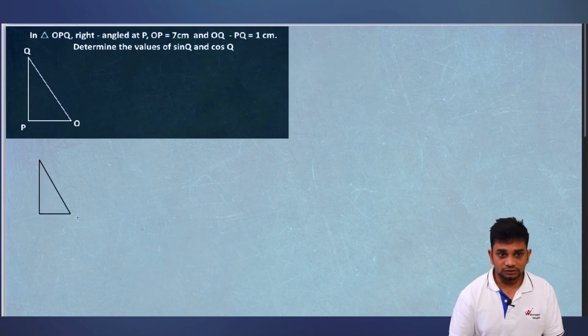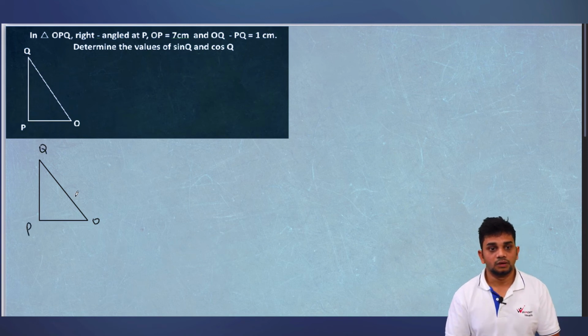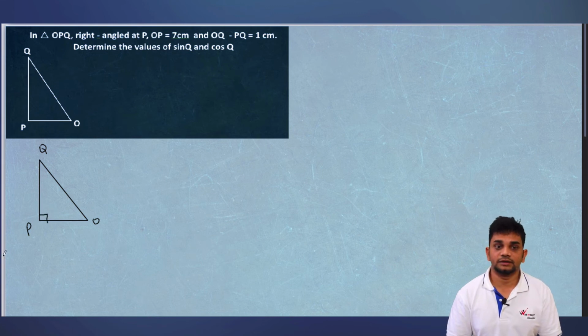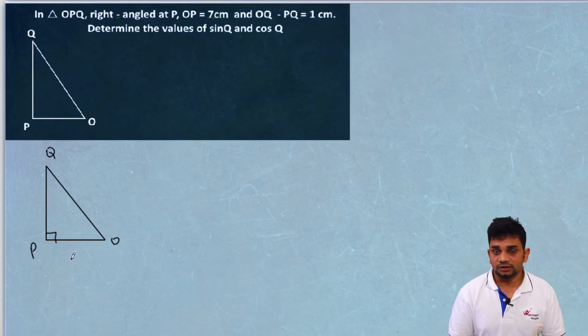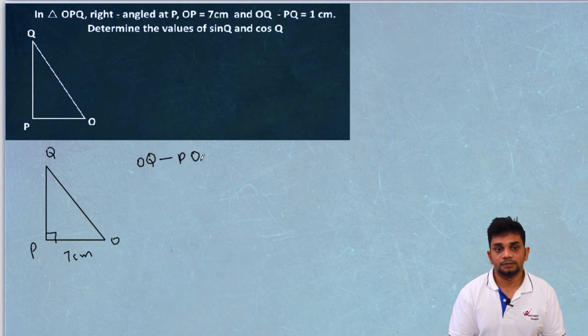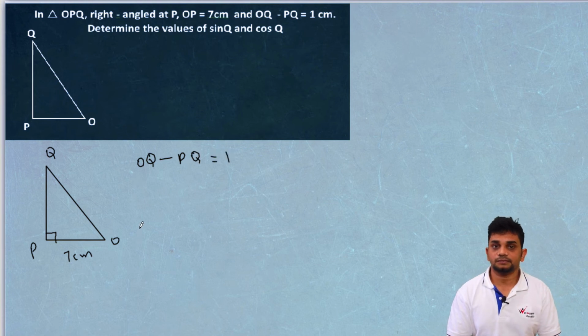Okay, so we are drawing a triangle here and we need to give a name for this triangle. It's given in the question. It will be OPQ, that is the name of the triangle, and this angle P is 90 degree. The length of the side OP is given, it is 7 cm. And there is a relation which is given in the question: OQ minus PQ equal to 1.